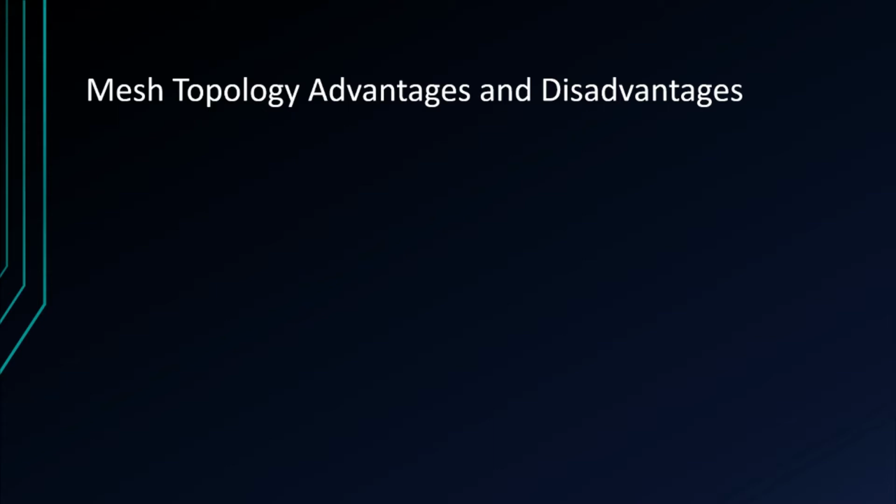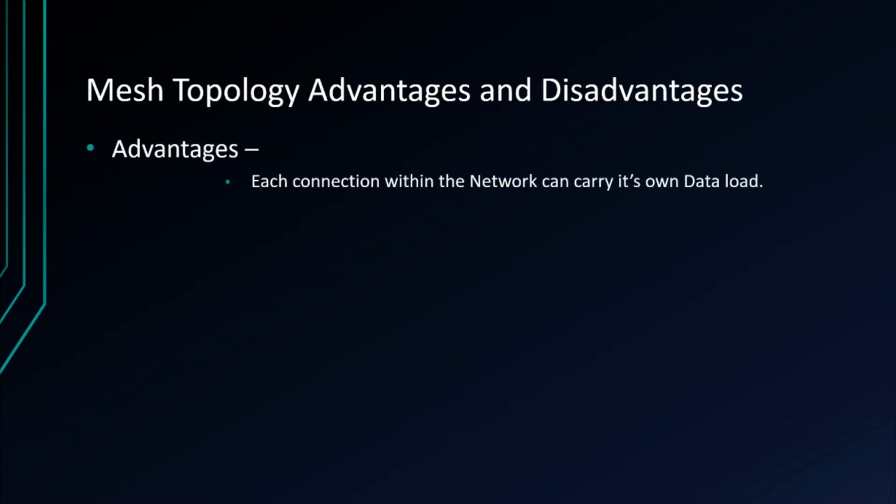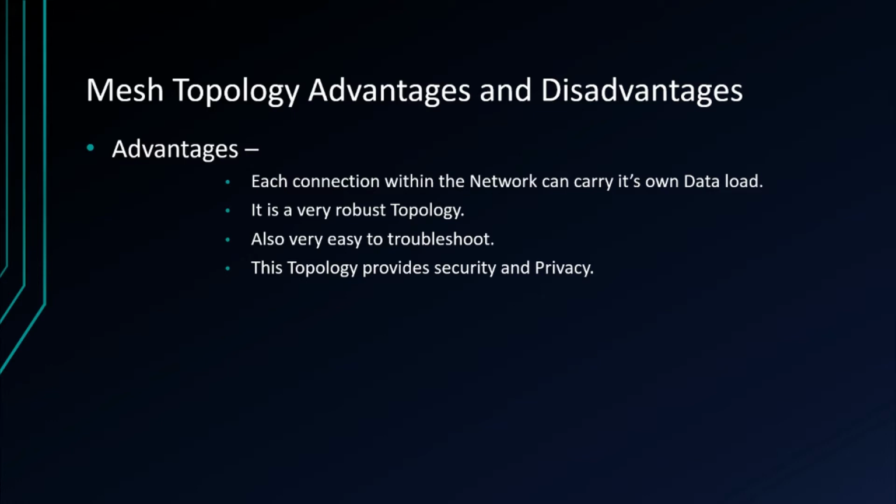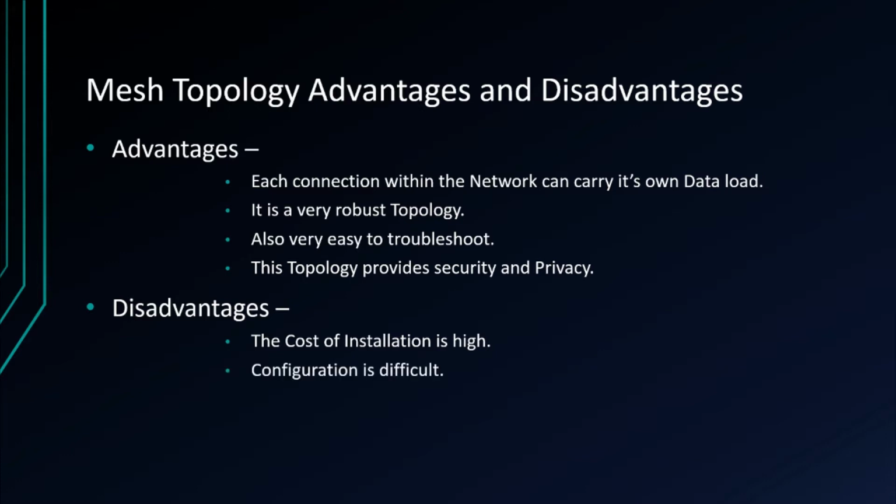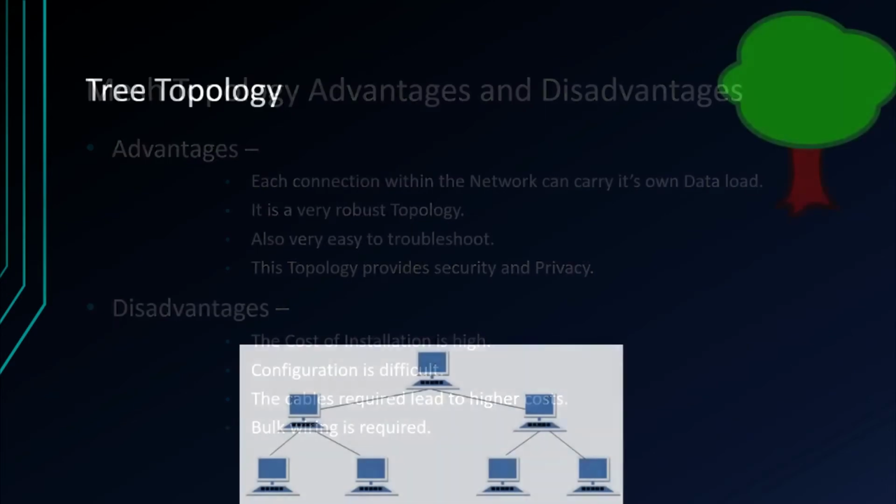So advantages and disadvantages of the mesh topology. Advantages: each connection within the network can carry its own data load. It's a very robust topology, also very easy to troubleshoot, provides security and privacy as well. Disadvantages: the cost is high due to the amounts of cable going from one to another. This adds to the configuration being difficult as there's so much cable. The cables required lead to higher costs, so this is one of the highest costing topologies to do, and also a lot of bulk wiring is required.